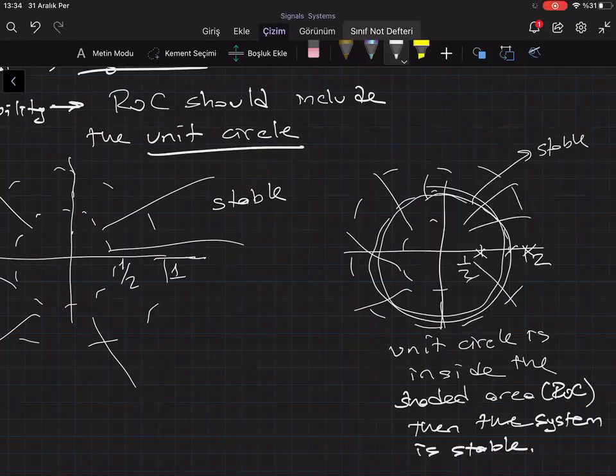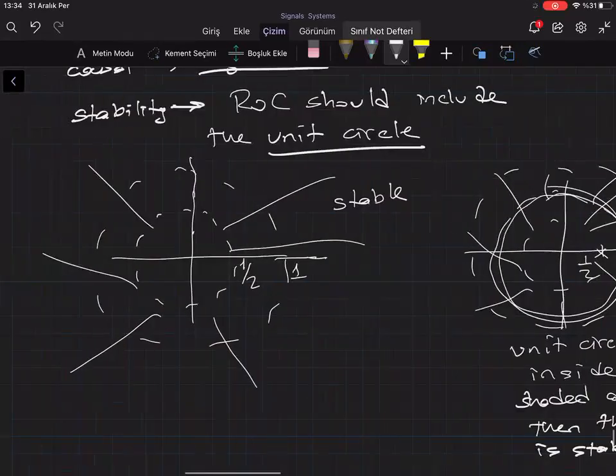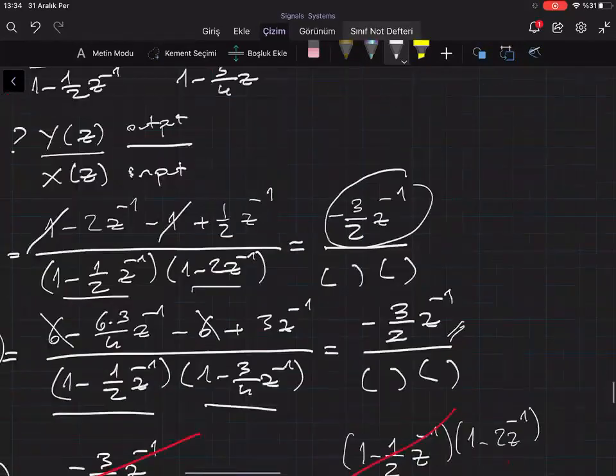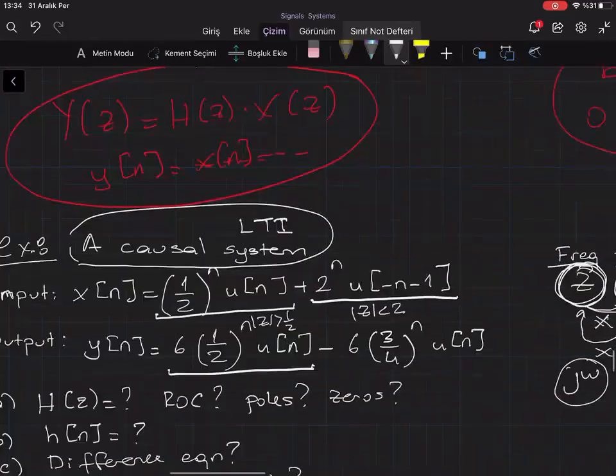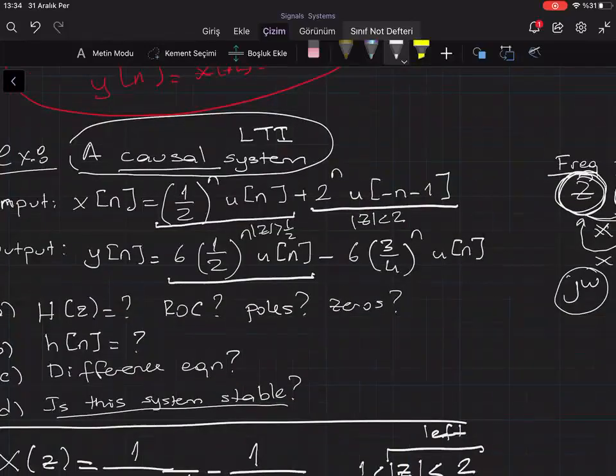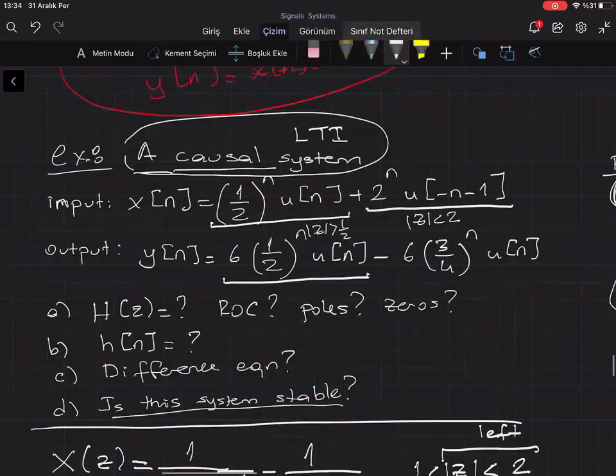Arkadaşlar burası anlaşıldı mı acaba? Did everyone understand what's going on? Because your questions will be like, is this system stable? Like this one. Or I may give you in the question, this system is causal, this system is stable, something like that, okay? So you should know that if a system is causal, all the poles should be inside the unit circle, okay? And for stability, the unit circle should be included in our region of convergence.